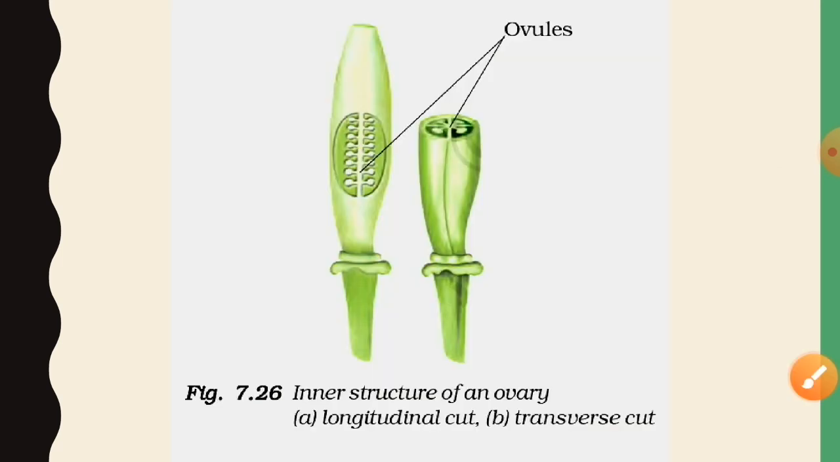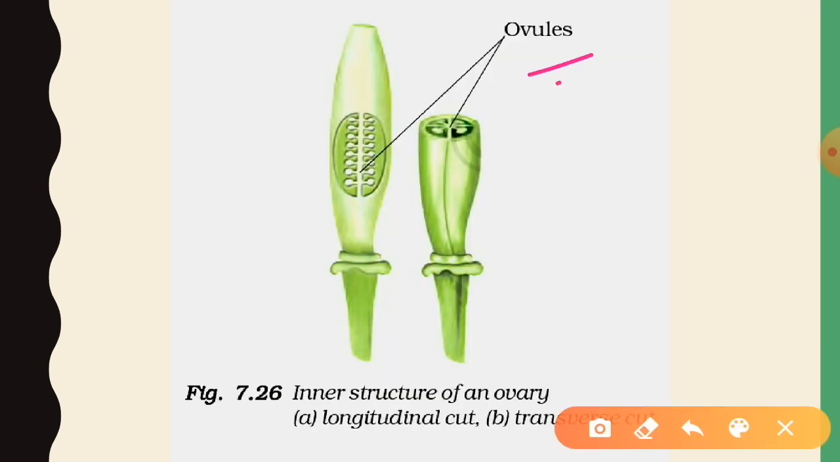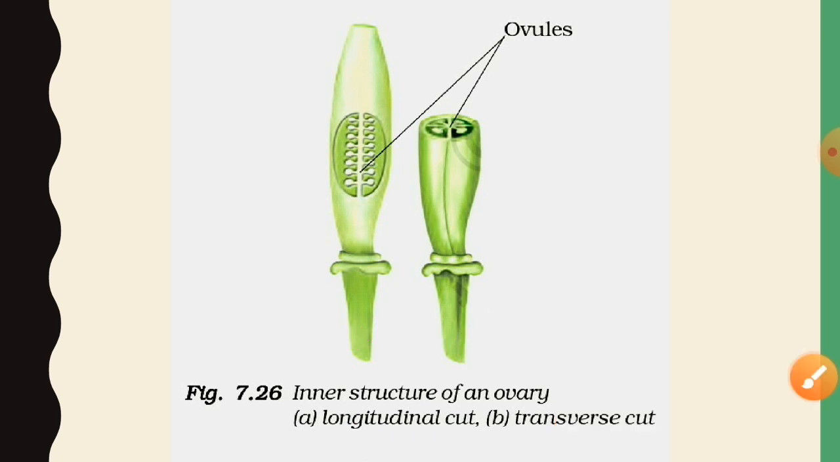Now inside ovary there are a number of ovules which we can see in this transverse cut and longitudinal cut. The picture A represents the longitudinal cut and picture B represents the transverse cut. Now students, we have seen the different parts of a flower. We know that these flowers convert into fruit. So you must know which part converted to what. Ovary converts into fruit and these ovules convert into seeds. Okay, and all the other parts like petals, sepal, stamen, they all fell off.